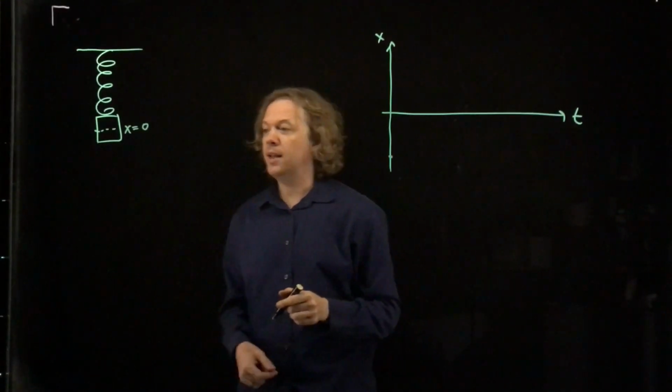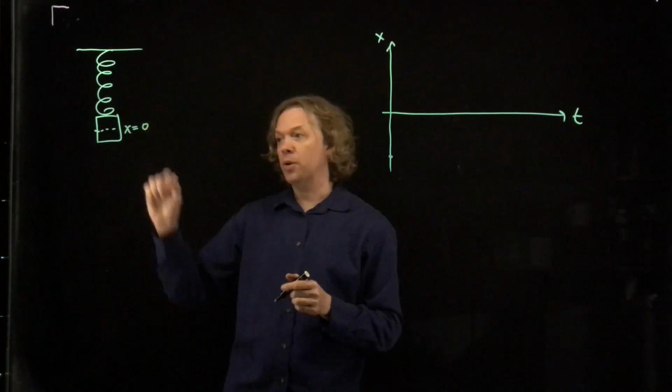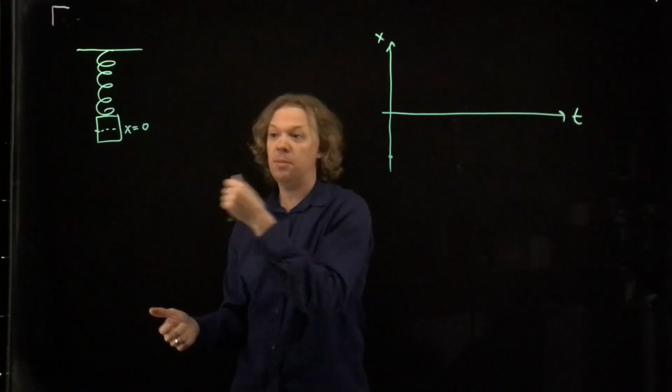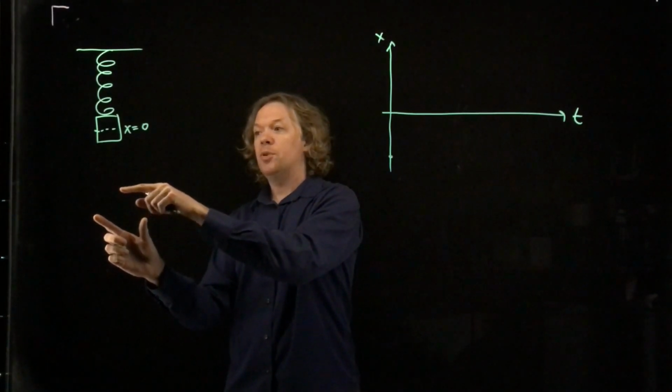And so what's going to happen when I let it go? It is momentarily at rest, but as soon as I let go, the spring is going to pull it upwards. Presumably the spring is strong enough to pull against gravity, because here's the equilibrium position. It wants to go back to it. So I let go. The spring starts pulling on it. It pulls harder and harder and harder.